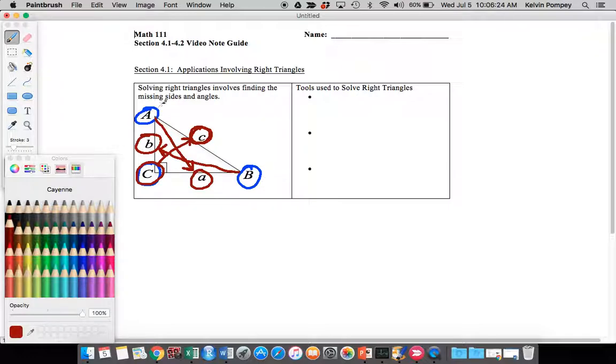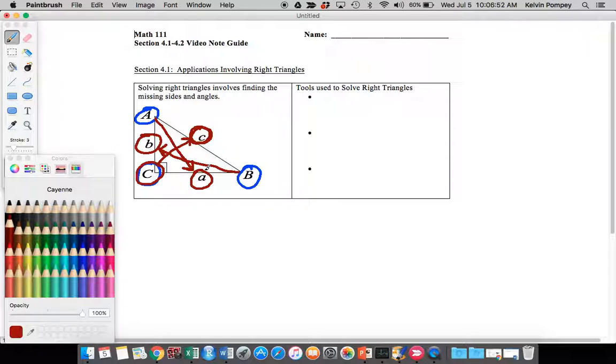It doesn't matter where we put the actual angles as long as we remember that across the triangle from the angle is the side length with that same letter, but it'll be lowercase, all right? So pay attention to that notation because we don't always get the picture. Sometimes I'll give you some information about a right triangle, and you're supposed to label the picture yourself. But anyway, solving a right triangle involves finding the missing sides and angles.